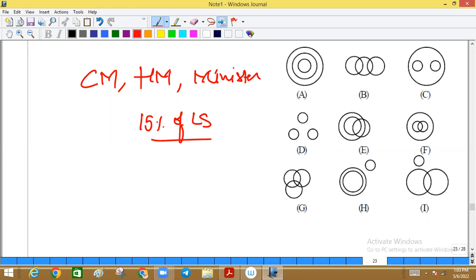So for the elected people, 15% of the Lok Sabha. How many MPs are there in the Lok Sabha? 545 into 15%. 10% means 54.5, 5% means 27.25, so somewhere around 54 plus 27, around 81 or 82. Yes or no? So the minimum number of ministers should be this much only. You should not ask for 100 or 200.